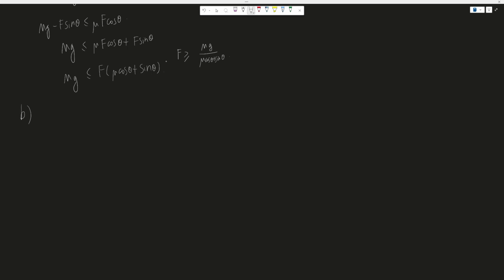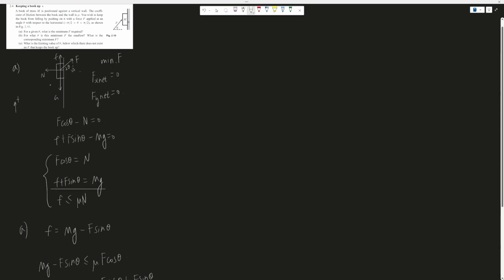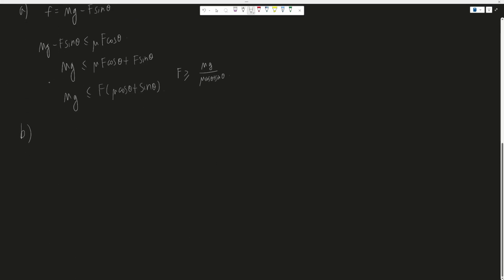Now, for part B, it is asking us for what theta is this minimum F the smallest? What is the corresponding minimum F? So this may be a bit confusing, but basically what it is asking is that, remember that we got an expression for F, which is like the lower bound of F. So it's basically asking us for what theta do we make this lower bound the lowest. So what is the lowest lower bound that we can get? Given at what value of theta is this lower bound the lowest?